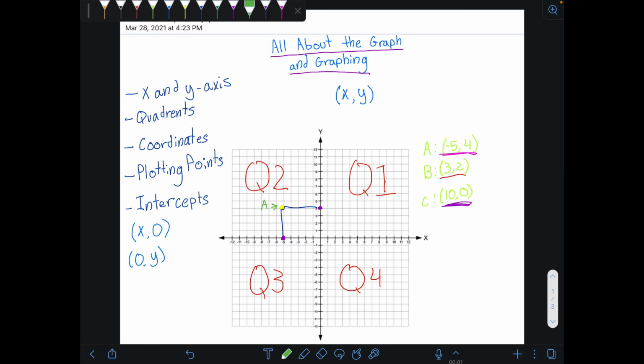Now let's just do point B also. So this is our point B. This is 3, 2.